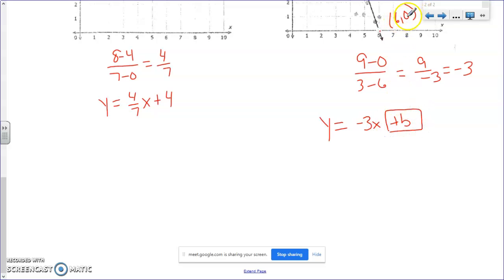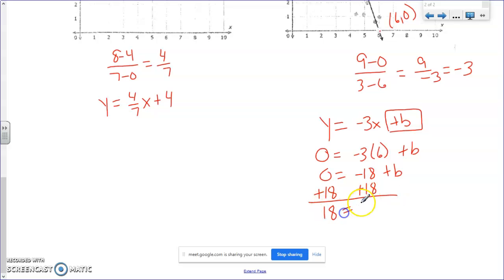So I'm going to use this point. Anytime you can use a 0, it makes your problem a lot easier. So y is 0, and then x is 6. Okay? Negative 3 times 6 is negative 18. Add 18 to both sides. So 18 equals b. Now I'm not solving for b, I'm writing the equation. So it would be y equals negative 3x plus 18.